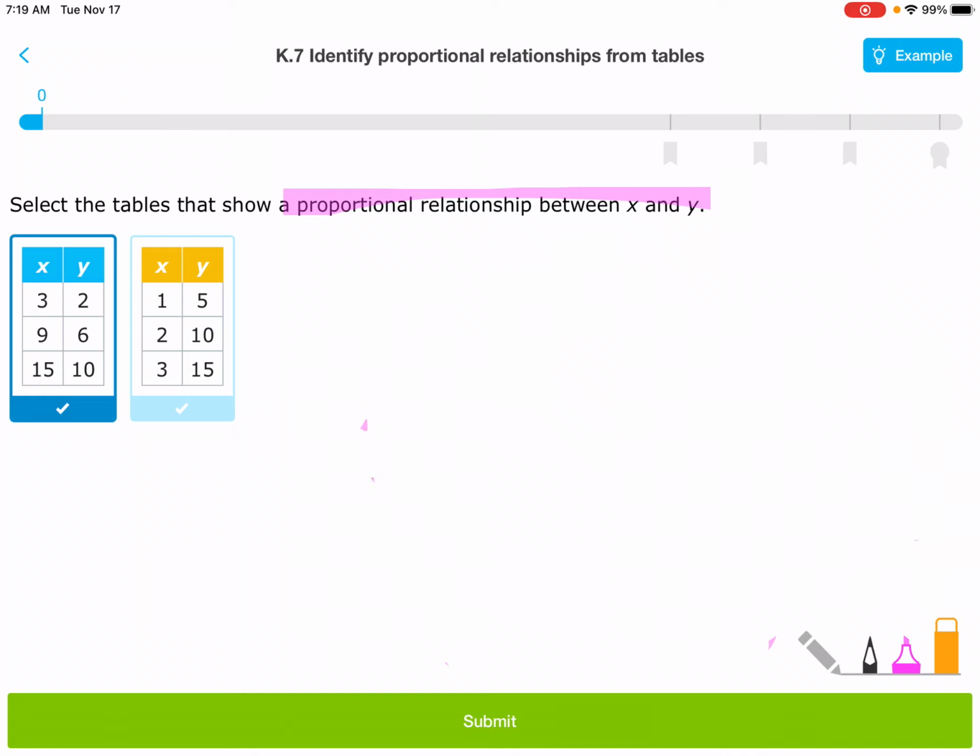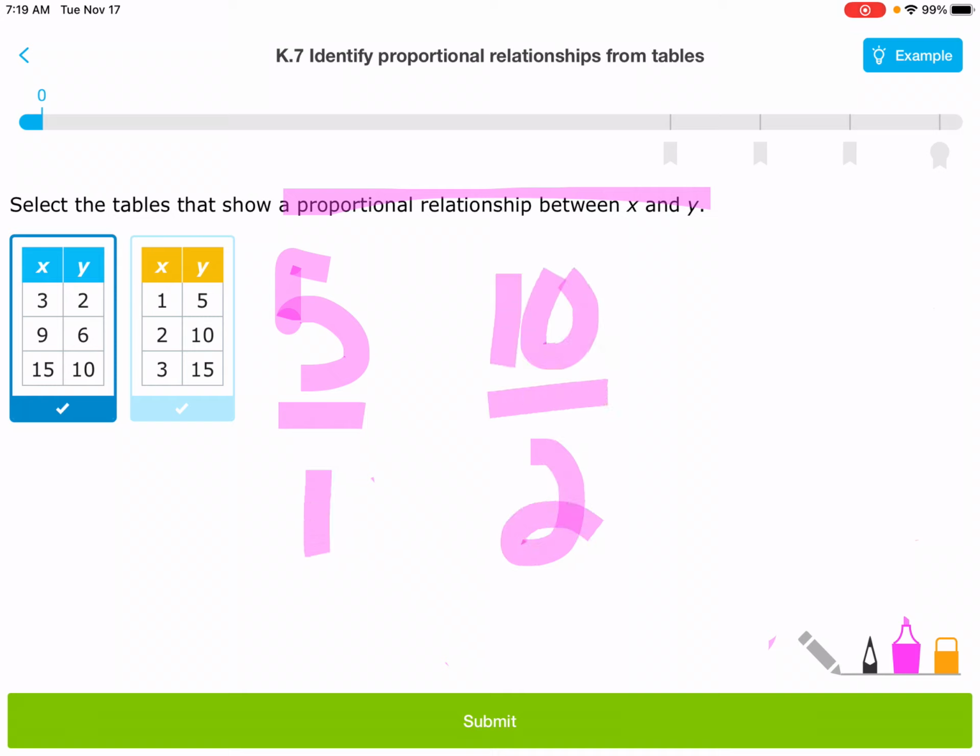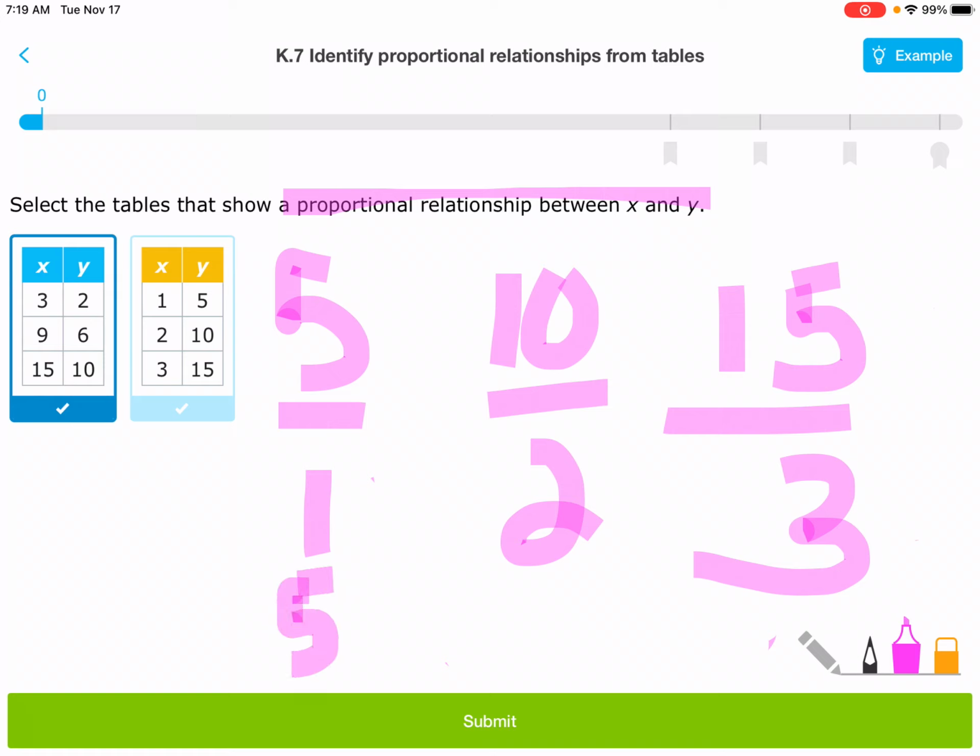And I have to do the same thing with the next table. Okay, sometimes the tables will be proportional and sometimes they won't. Sometimes more than one will be correct. This one's a little bit easier because as I'm writing these numbers down, they come out as whole numbers when you divide. So 5 divided by 1 is 5. 10 divided by 2 is 5. And 15 divided by 3 is 5. So that table is also proportional.